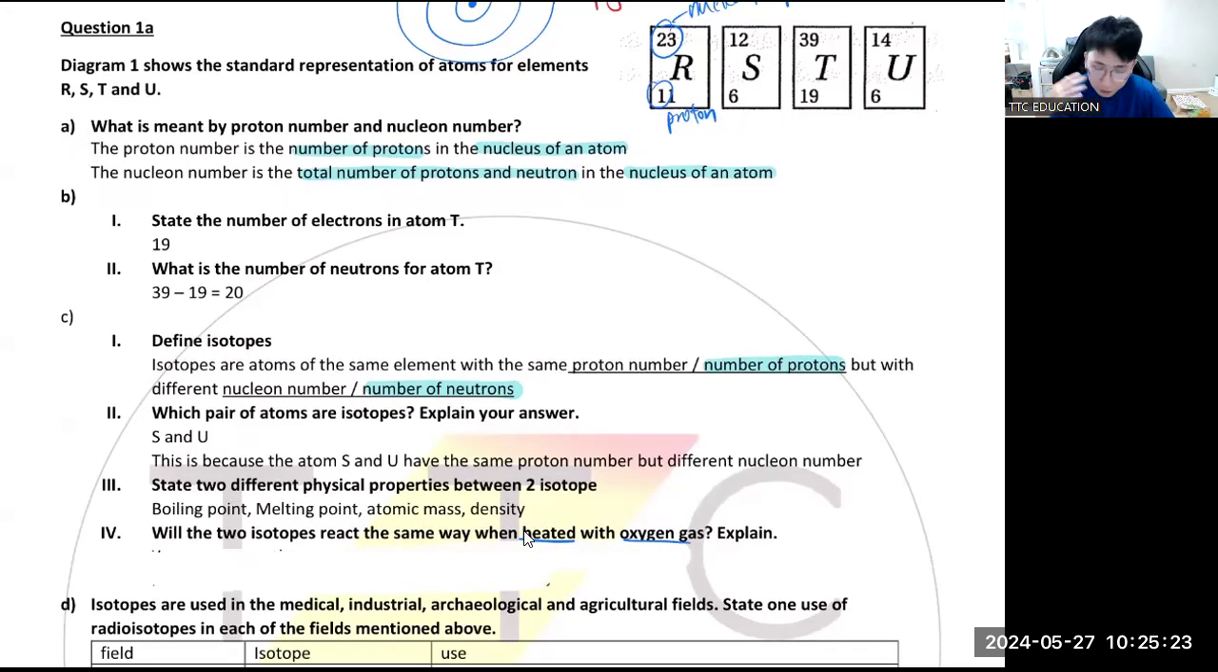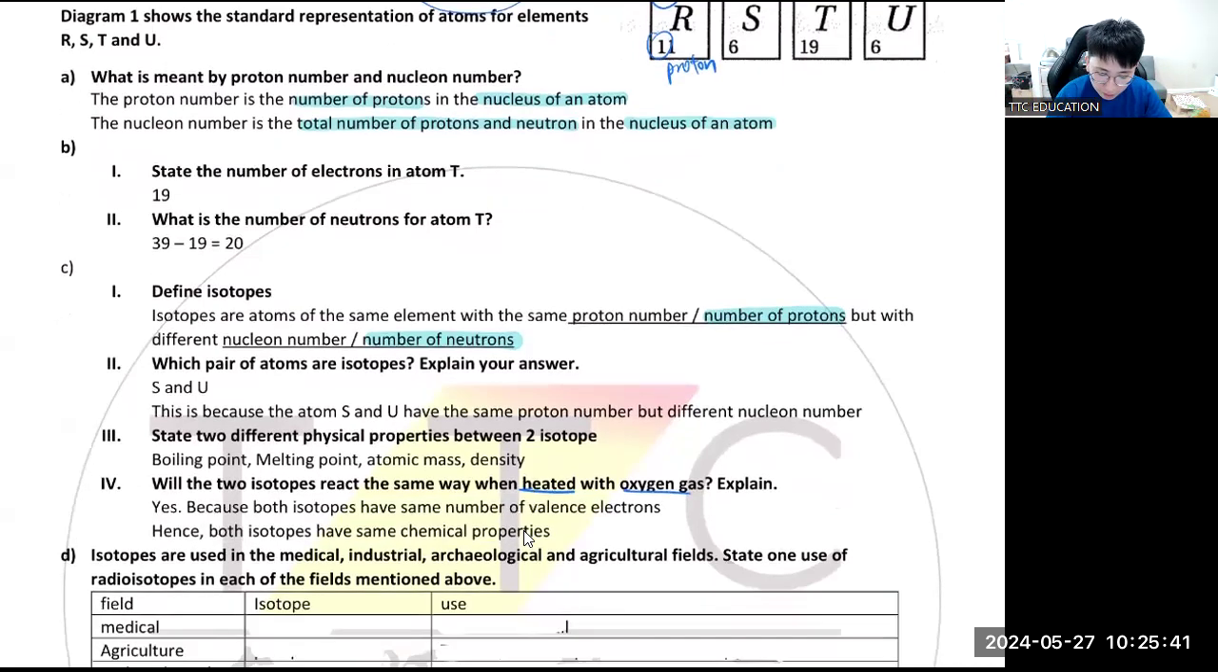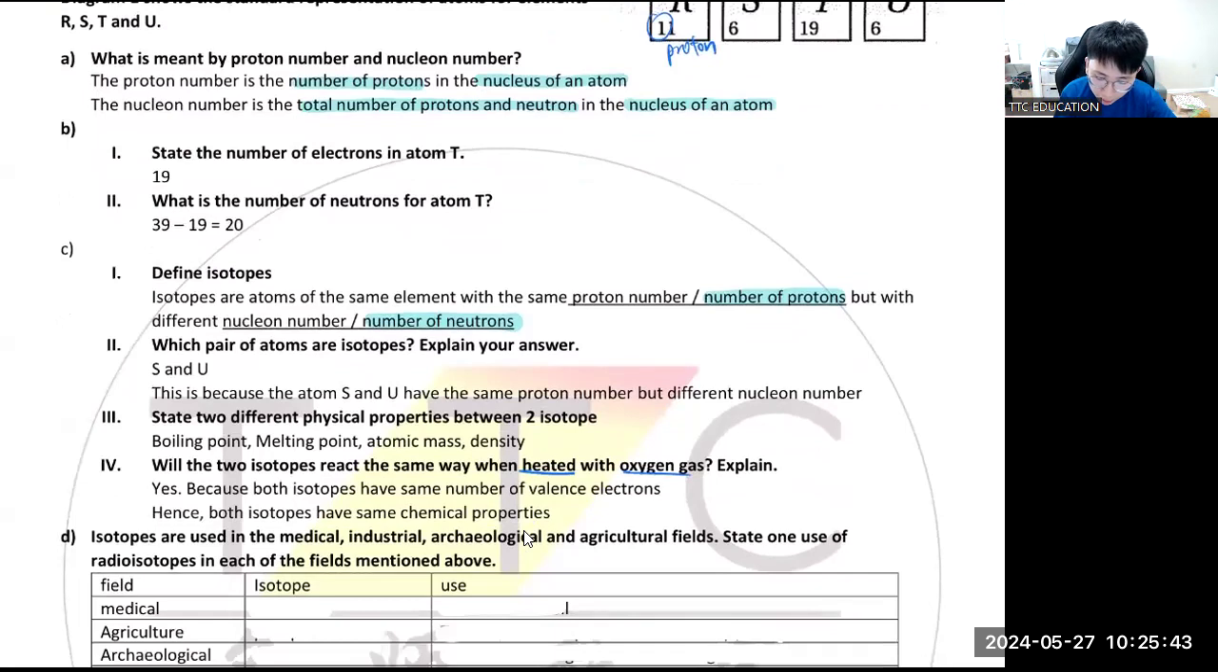Why? Because reactivity depends on what? Reactivity depends on the number of electrons in your valence shell, basically your valence electron. If the two things you have right now have the same valence electron, then they are supposed to have the same reactivity and the same chemical properties. So from here we say yes, they will have the same reaction, because same number of valence electron and same chemical properties.